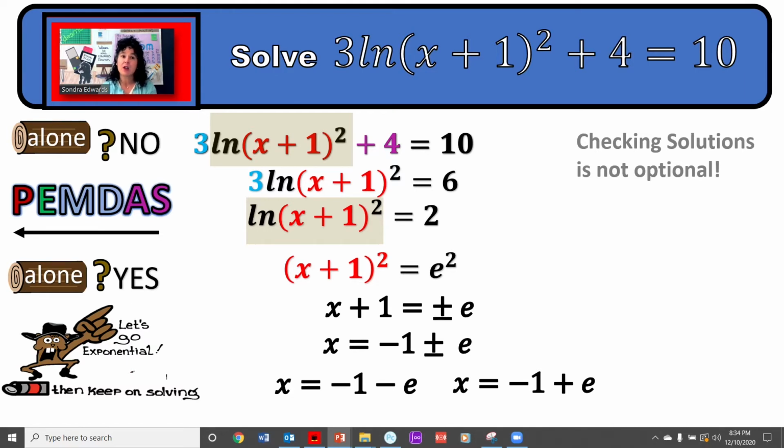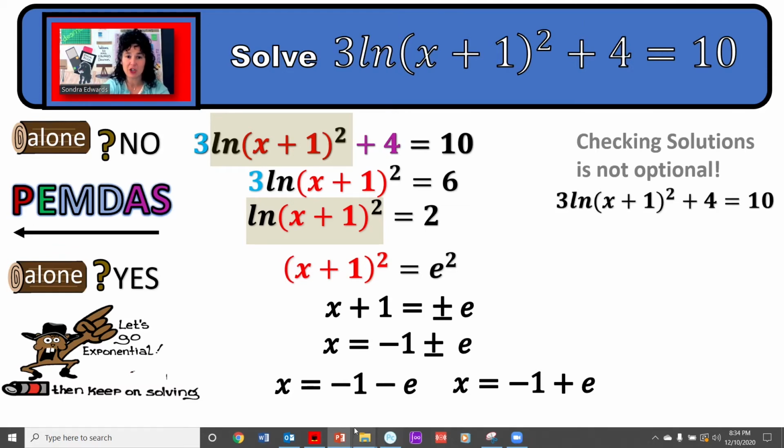Because what happens when you go to check your solutions is the answers you think are answers, it may turn out that some of those are extraneous. Fancy word for extra solutions that need to be thrown out. So as soon as we solve, we're going to substitute them back into the original.